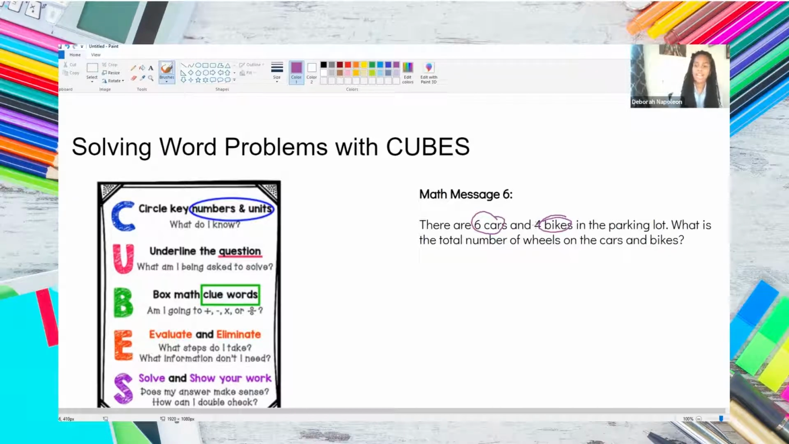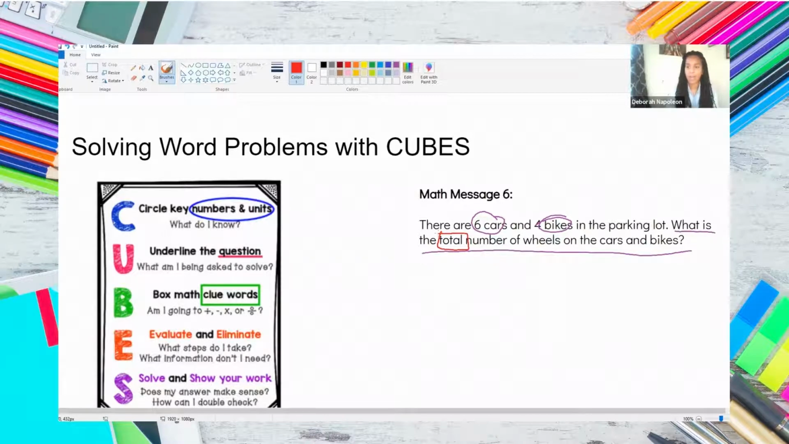Next, it says underline the question. The question in this problem is, what is the total number of wheels on the cars and bikes? All right, next step is to box math clue words that help me figure out, am I going to add, subtract, multiply, or divide? One keyword that sticks out to me is total, because that hints to me that I may need to add or multiply. So now this is the evaluating part.